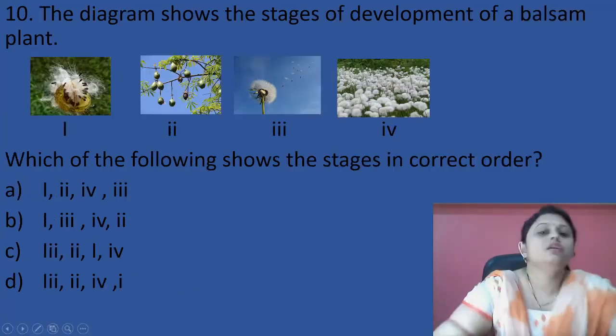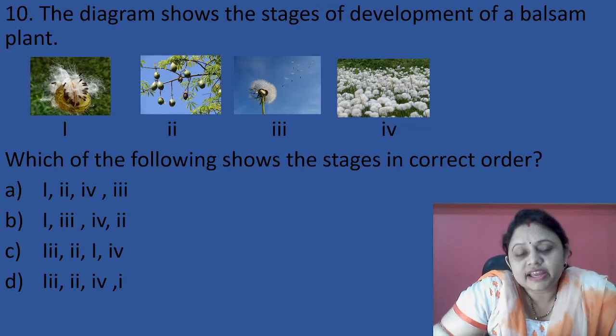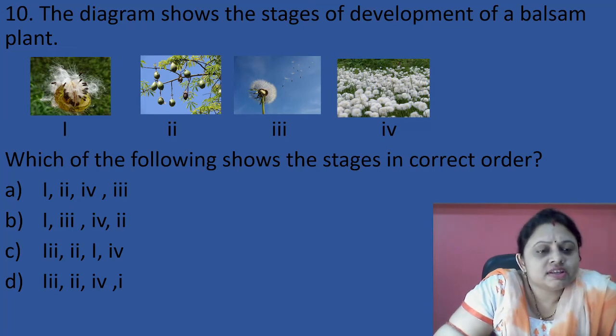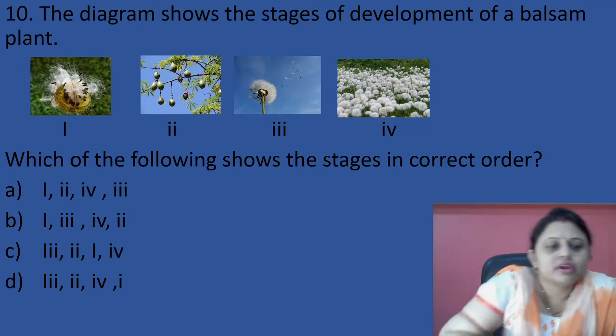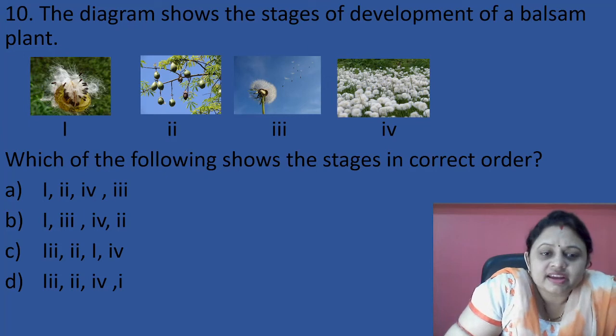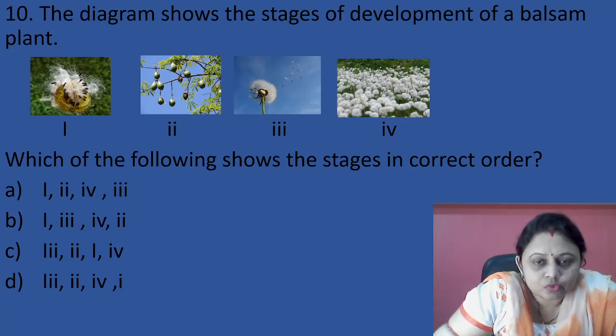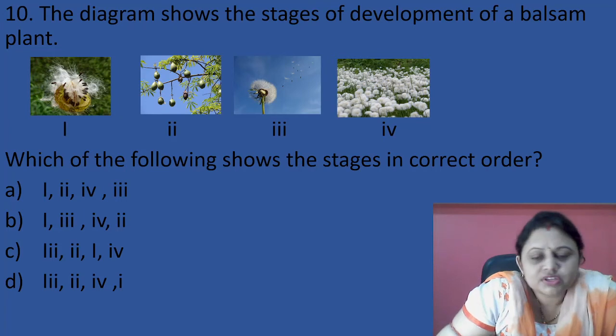Okay. Our next question is, the diagram shows the stages of development of a balsam plant. So in the first picture, what is this? This is the splitting. It is showing the splitting. And in the second picture, it is showing fruit. And in the third, that is dispersion of seed through wind. You can see that these parts are blowing with wind. Next, here a flower is present.